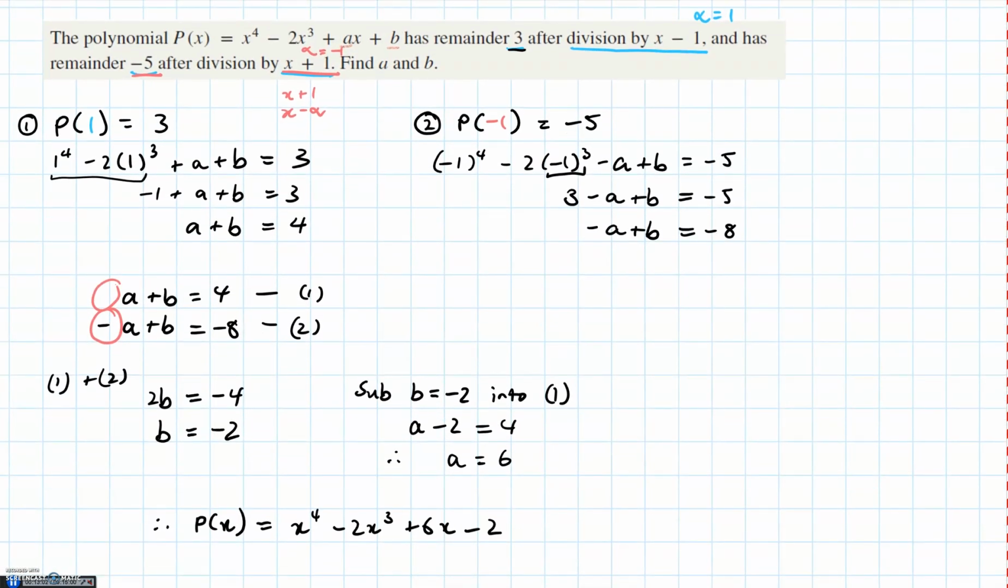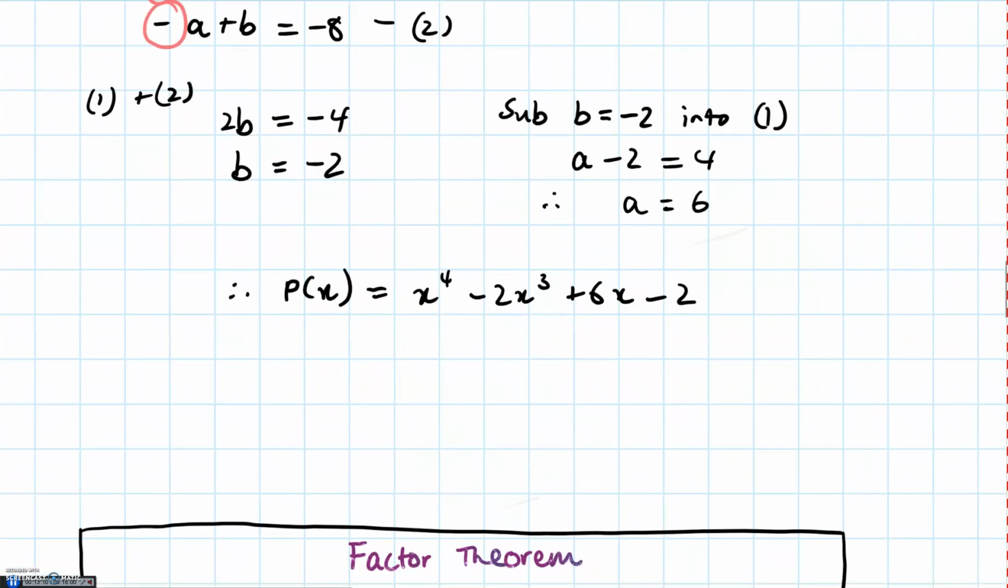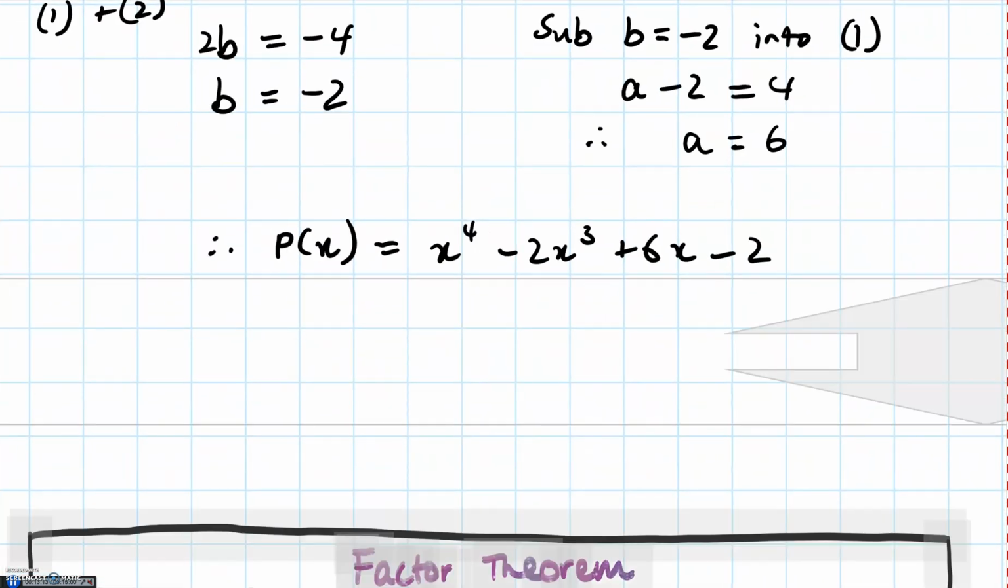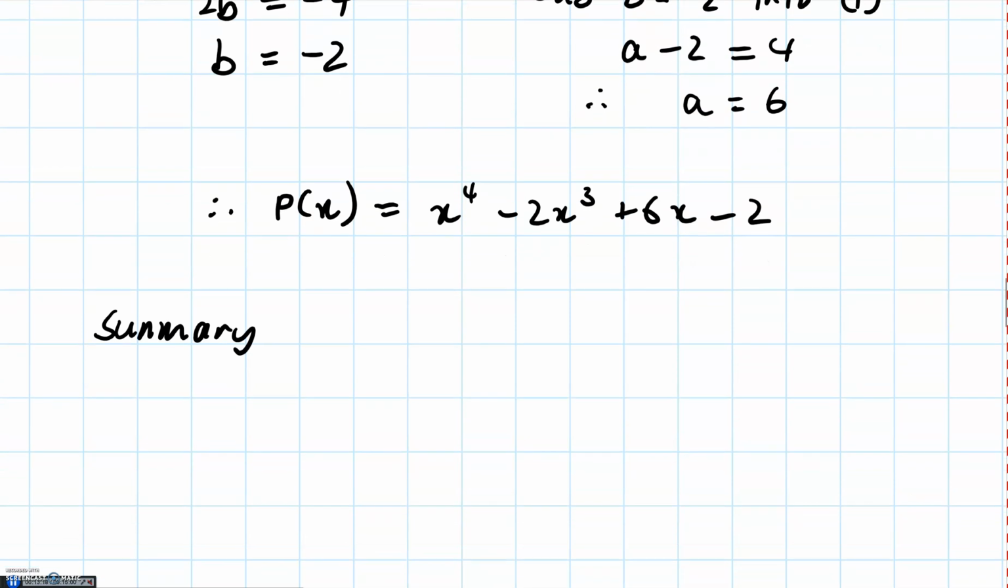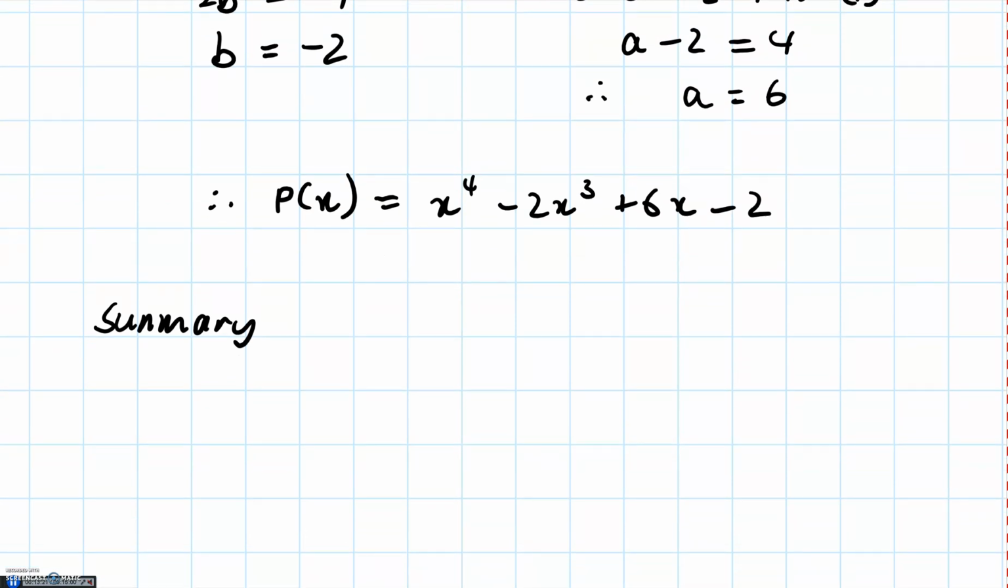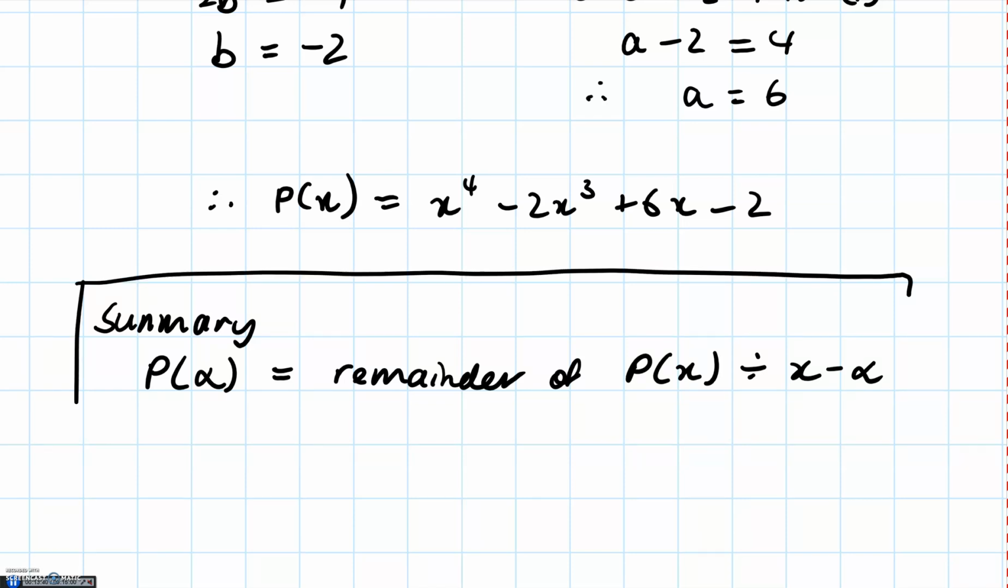With remainder theorem, what we know is if we substitute our value in, so here, let me just summarize at the end here, just so I can wrap up this video. So remainder theorem summary: p of alpha is equal to the remainder of p of x divided by x minus alpha. This is a very informal shorthand of it, but that's a quick summary of what we did in this first part.